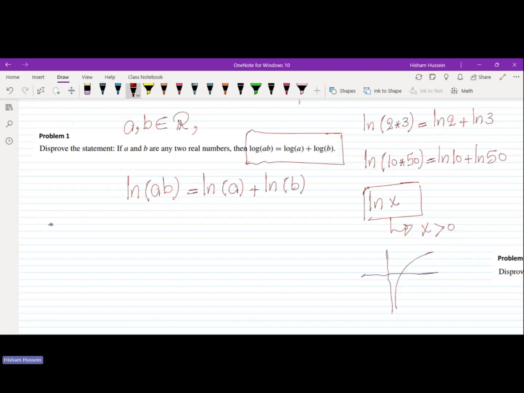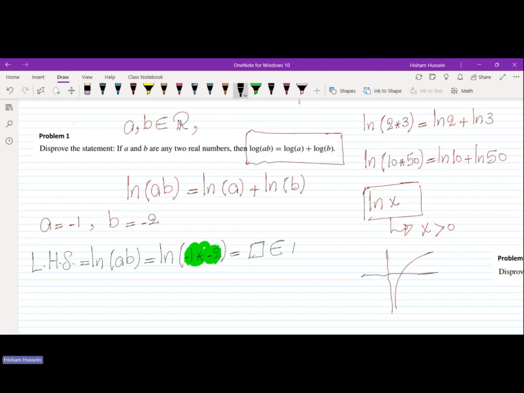If we have A equals negative 1, for example, and B equals negative 2, another negative value, then for the left hand side, ln of A times B equals ln of negative 1 times negative 2. As we know, we do the product step first, then apply ln. Negative 1 times negative 2 is 2. So ln 2 gives some value which belongs to the set of real numbers.